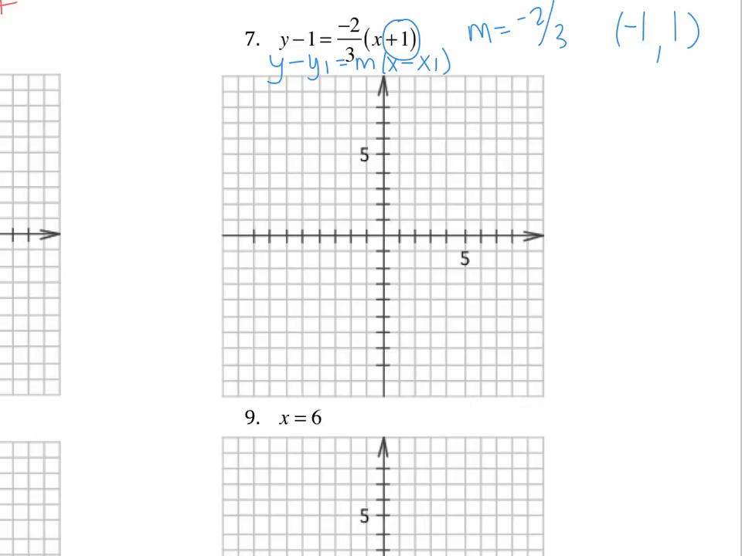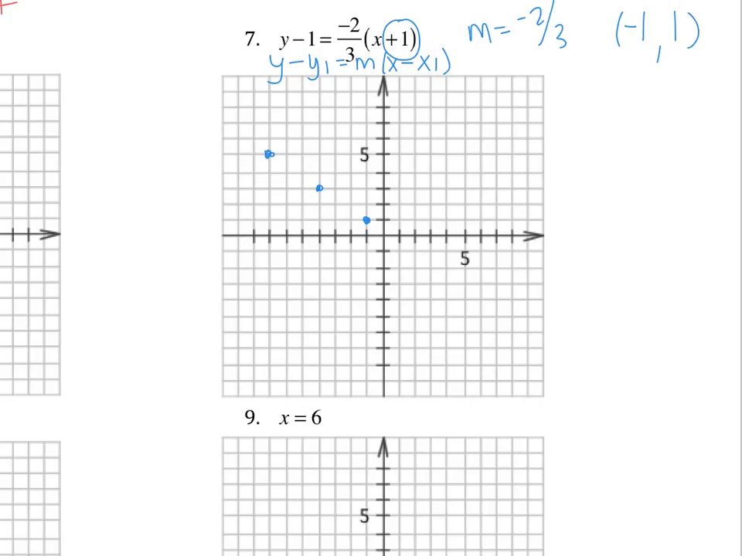So you just have to remember, for point-slope form, you want to flip the signs for both x and y. So let's start by graphing that point, negative 1, 1. I now have a slope of negative 2/3, so I go up 2. This time I'm going to go left 3.